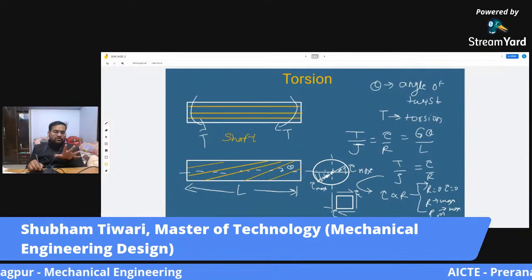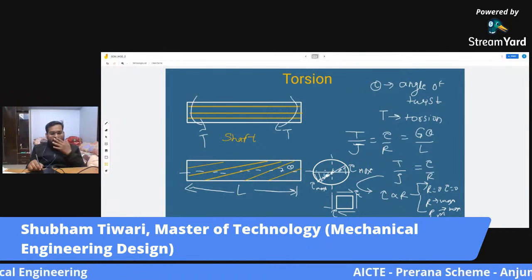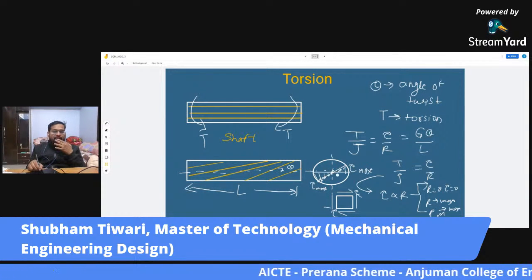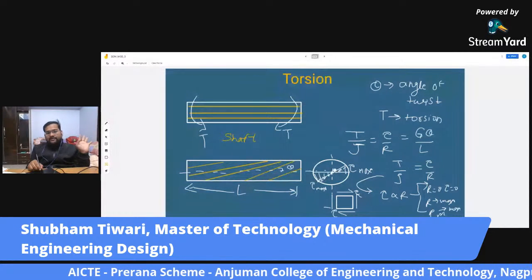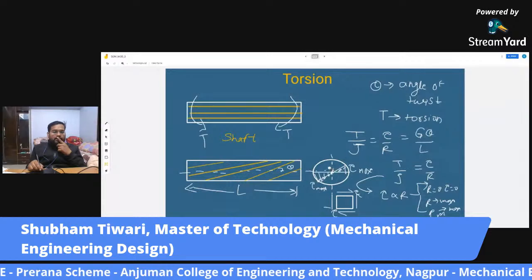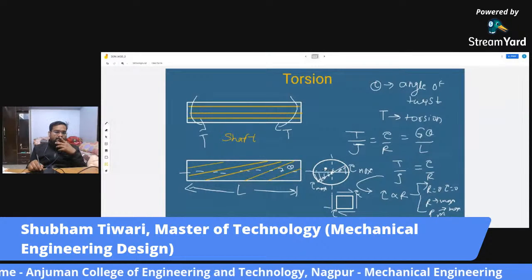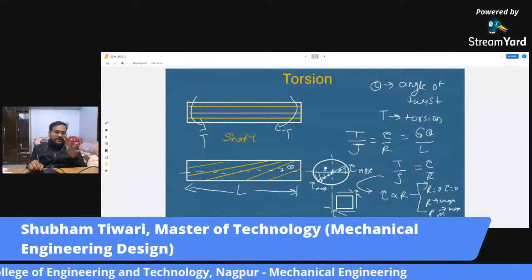At the center there is no stress, so we cannot draw a stress element there, because even if we draw a stress element, it will be just a rectangle without any stress acting on it. Let us now move forward and see different conditions for a circular shaft.